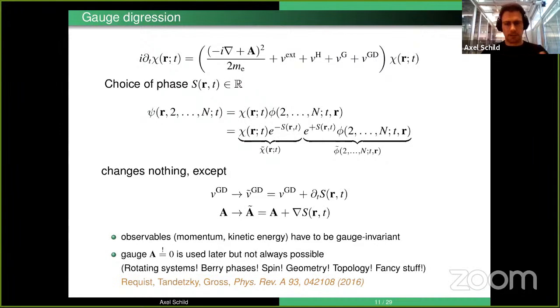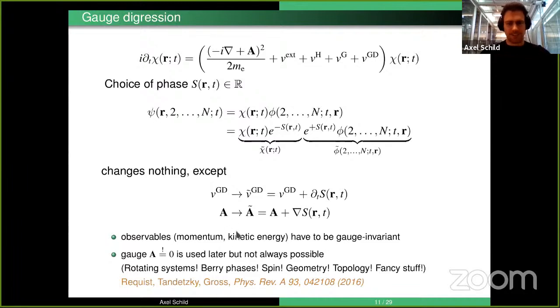The important thing is also that we have to be careful to define all observables that we want to calculate. So the momentum or the kinetic energy, they have to be gauge invariant. So they have to be defined properly. In this gauge, you're probably familiar with it. It's the same that you have in electrodynamics.